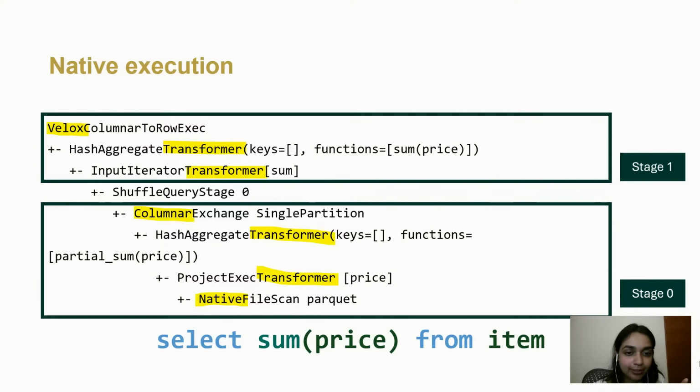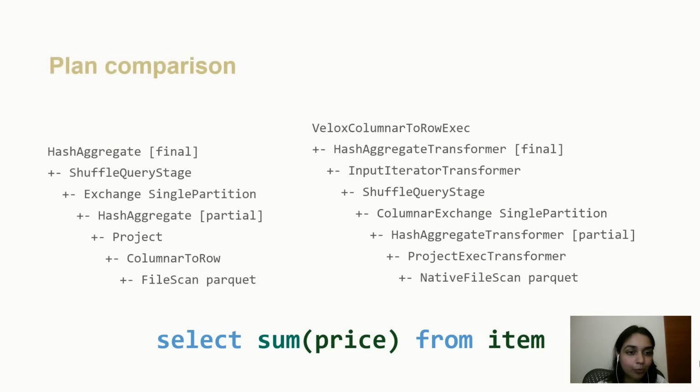And if you look at the words that are highlighted in yellow, you see native, you see transformer, you see columnar, you see Velox. These are the key words that Gluten adds when it transforms the plan from what you saw in Spark to what you saw in native. So let's step through this one by one to see how it's actually transforming.